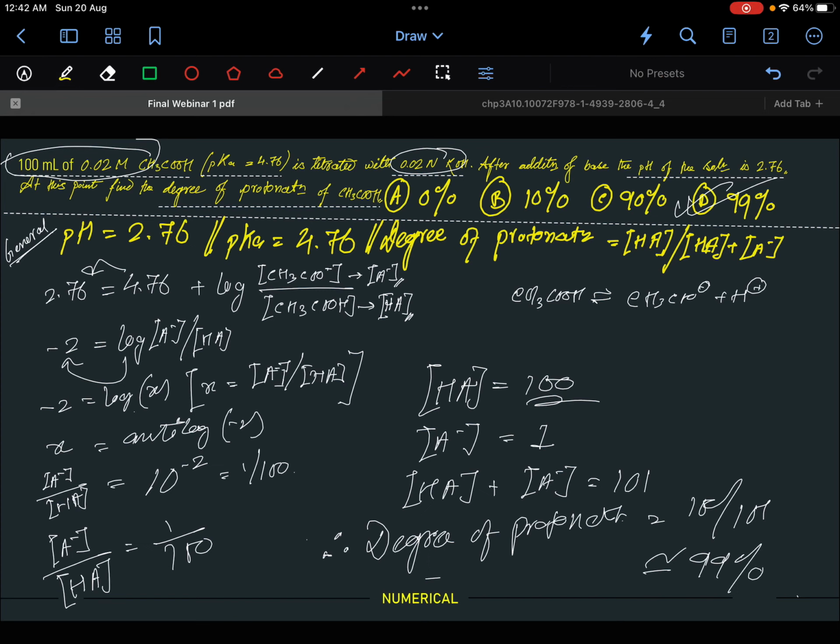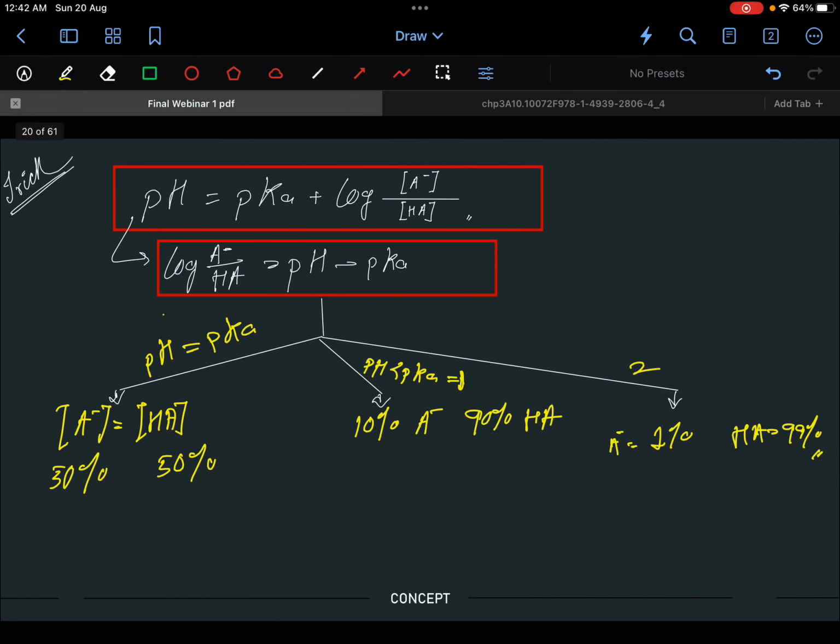So what is the trick? When the difference is 2, the concentration of A minus will be 1% and HA will be 99%. That is the degree of protonation, 99%. If the difference is 1, then the degree of protonation will be 90%. Just remember the trick.